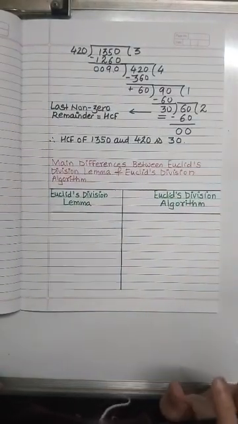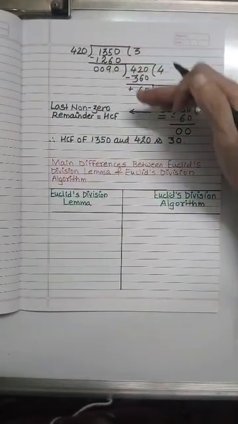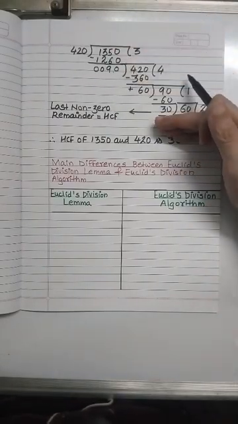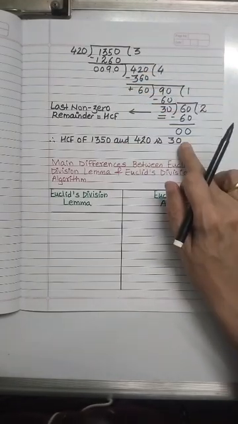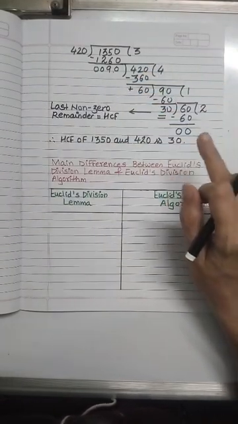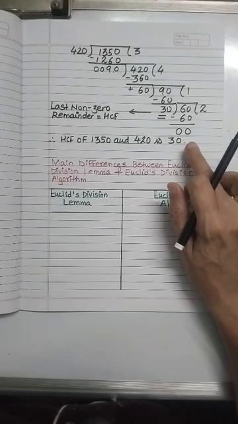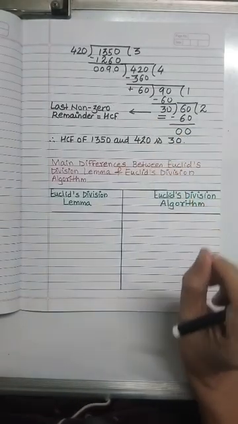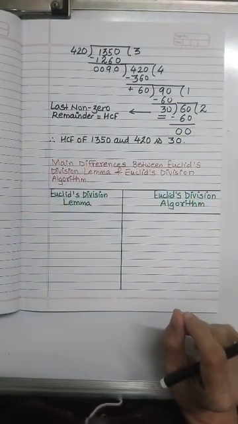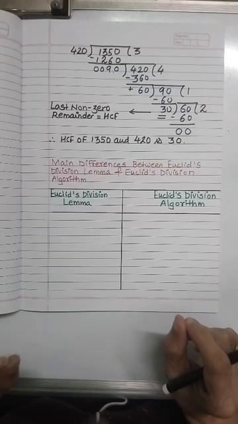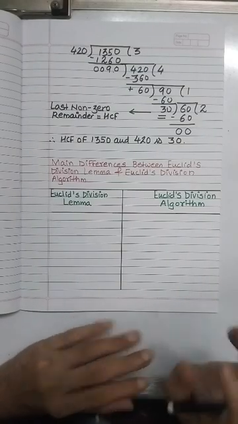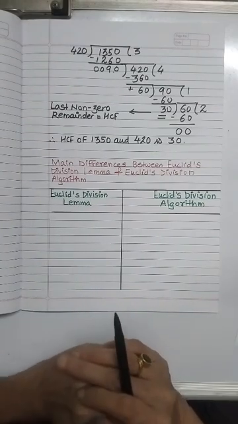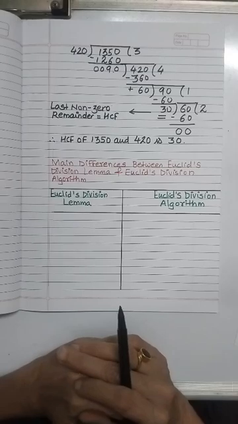This is how we have used the lemma, that is Euclid's division lemma, at each step until we get the remainder 0. The step at which we are getting the remainder as 0, the divisor of that step, that is the last non-zero remainder, is the HCF. Therefore, the HCF of given two numbers 1350 and 420 is 30.